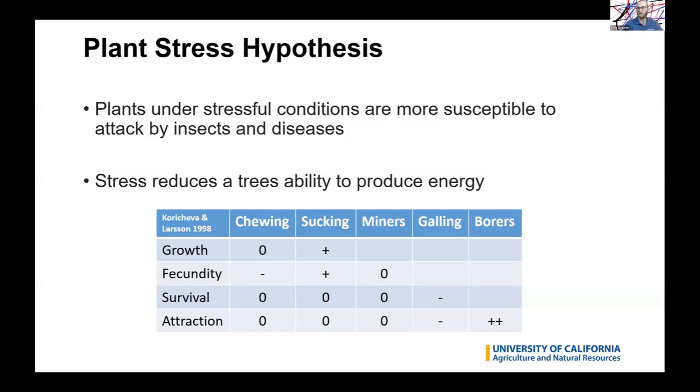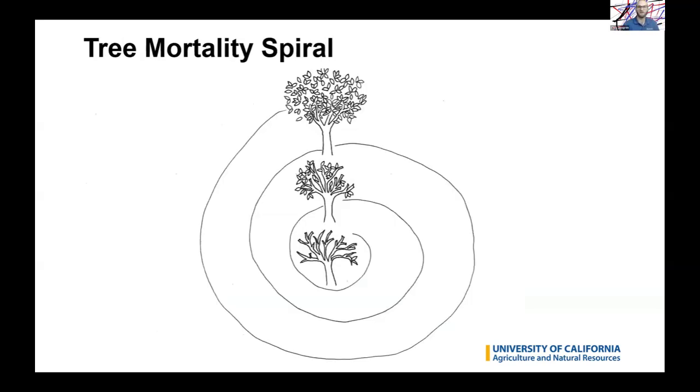But just to throw this out here as a side note, drought can affect insects as well and how they attack. So, if you see here, essentially galling insects and chewing insects actually have a negative impact by drought stress on trees. So just a quick side note on that. But what we care about here is going back to our tree mortality spiral again and how drought fits into this.